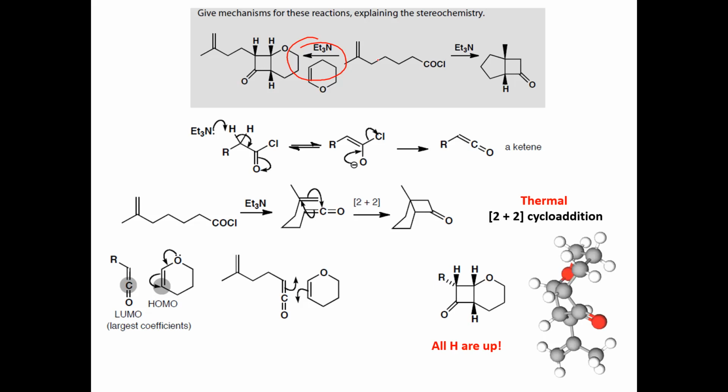I will leave this one for home. Try to guess the stereochemistry. Try to prove, not to guess, to prove that the stereochemistry works exactly the way that I'm showing here. As usual, you can use the molecular models if you have them, or you can use the software to minimize the energy and to prove that actually all these protons are out.